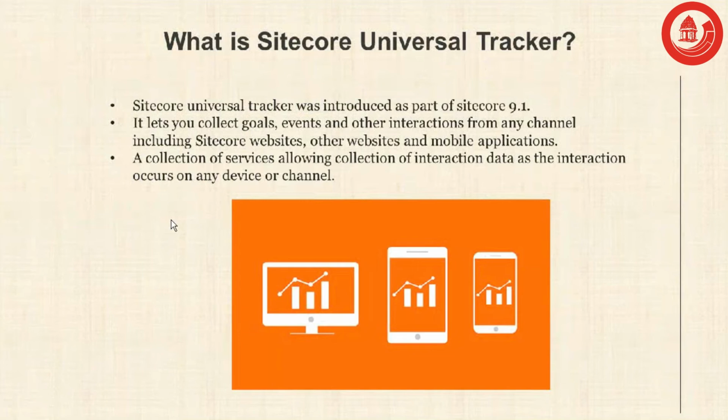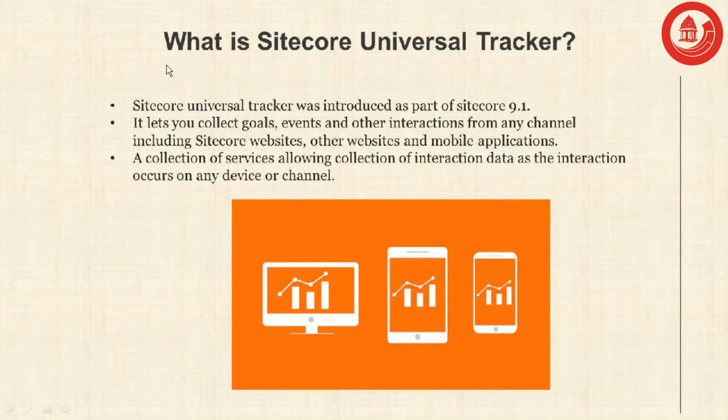So what is Universal Tracker? So in today's world, client wants to get maximum information about their customers. So to achieve this, Sitecore has enhanced its tracking capability. So the Sitecore Universal Tracker was introduced with 9.1 version of Sitecore. It lets you collect goals, events and other interactions from any of the channels, whether it is Sitecore website or some other websites or even mobile application or any IoT device.